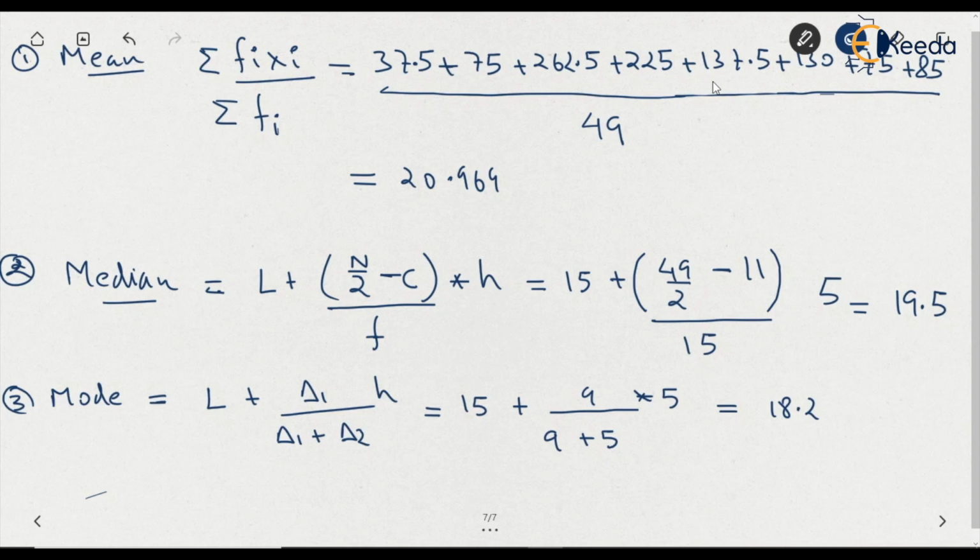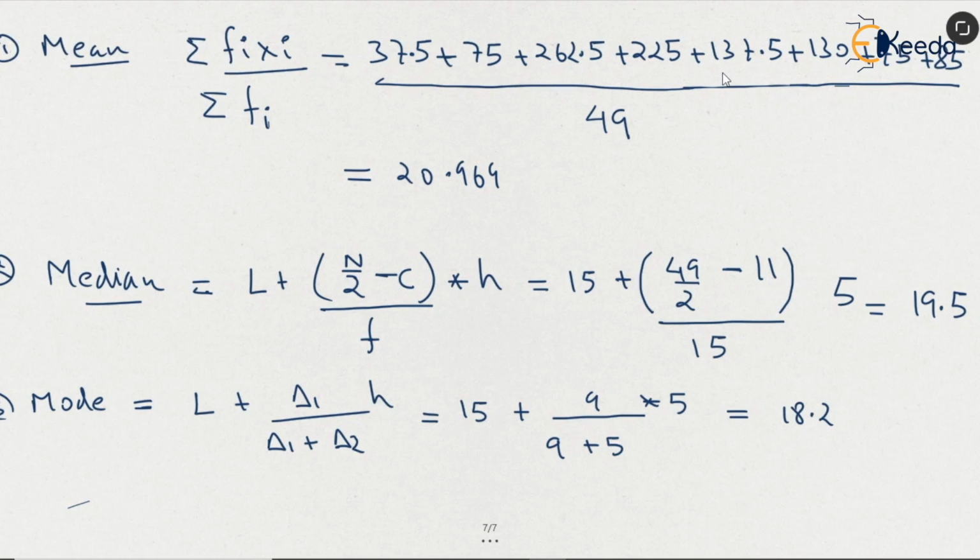You'll find somewhere that they are solving it using a graph, that is a histogram. Of course we can do it using a histogram, but we'll be doing the same operation there also. So this is mean, median and mode. We have to take care of the modal class and the median class.